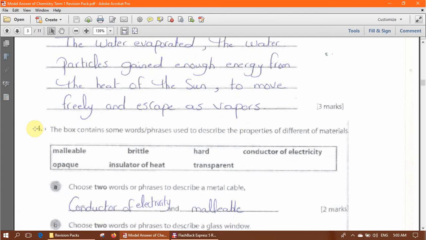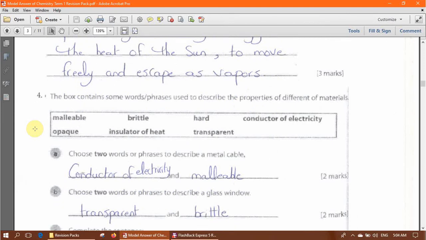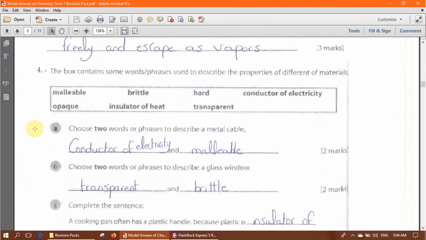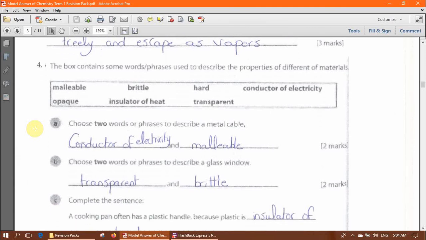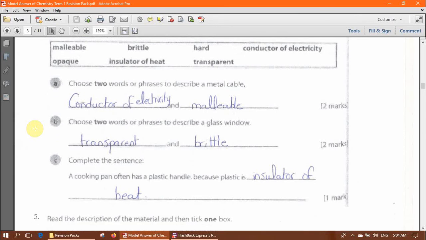Two words to describe a glass window: it's brittle and transparent. Brittle means it's going to break suddenly if you hit it or bend it. Complete the sentence. A cooking pan has a plastic handle. This plastic is an insulator of heat, so you won't get burned.